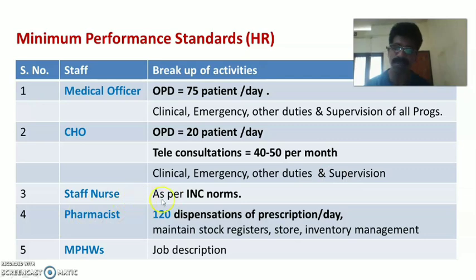Then the staff nurse is given as per the INC norms. Okay, as per the Indian Nursing Council norms, the staff nurse has to perform in the health and wellness center. Then regarding the pharmacist, a minimum of 120 drugs has to be dispensed per day. That is given as per the minimum performance standards, that is dispensation of 120 prescriptions per day, and he has to maintain the stock register, store and inventory register and inventory management, checking all the articles, equipment and drugs in the health and wellness center. Lastly, it is given in detail about the job description and responsibilities of the multi-purpose health workers.